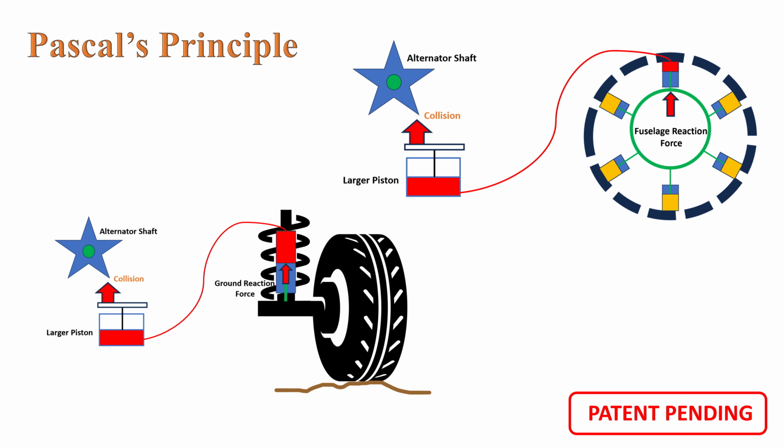Using Pascal's principle, pistons can be sized to amplify the force applied at the smaller piston, to spin an alternator shaft upon impact with the larger piston rod.